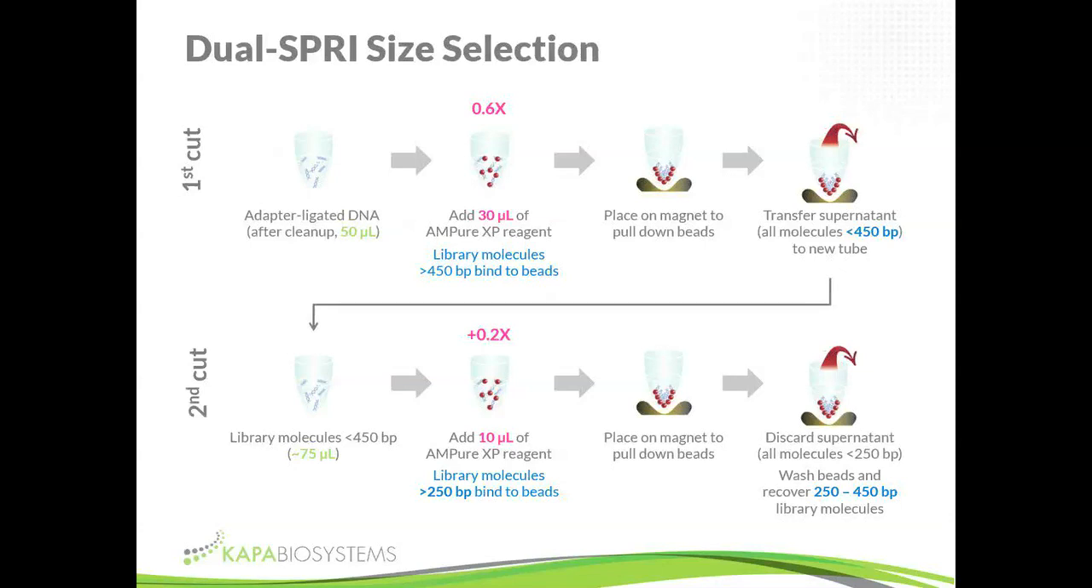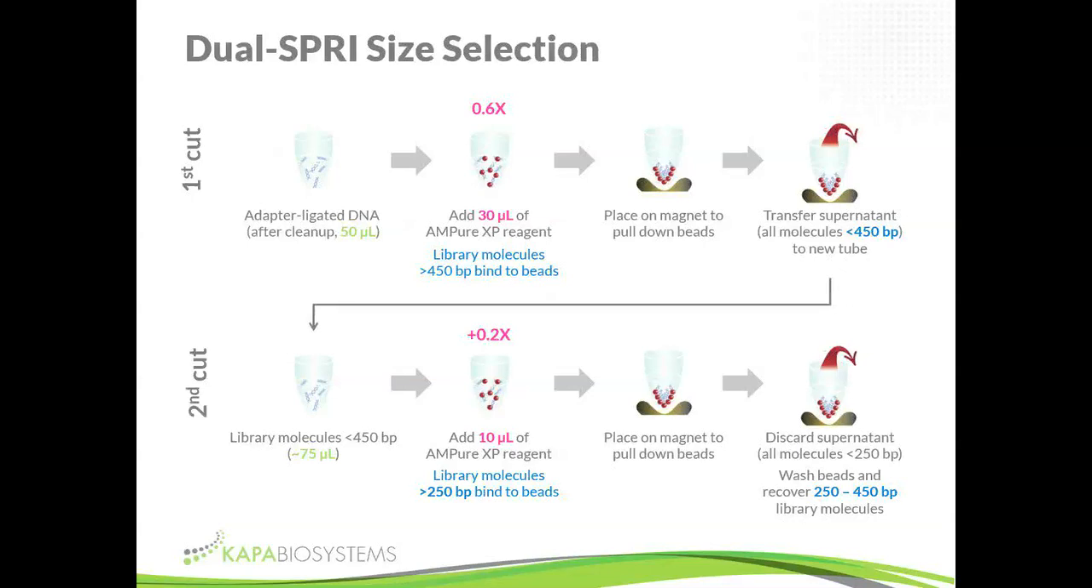Our standard protocol describes a 0.6, 0.8 size cut, and that's designed to give you a size selection that retains molecules between 250 and 450 base pairs, with an average around 350, 370. You can move that, so it's possible to tune the size selection to retain a larger or a smaller population. But I'll just use this as the example.